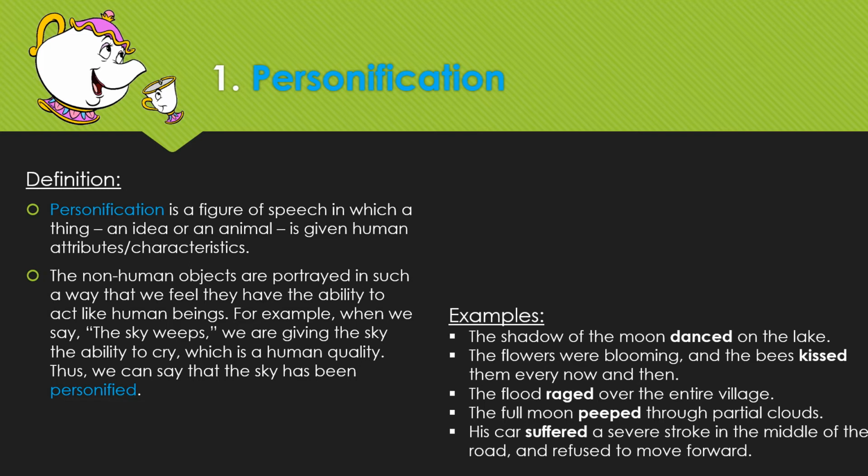So all of these verbs and actions that you can see are human qualifications and attributes that cannot be used for objects and animals. But if we wish to personify them to make the sentence more beautiful, we use them with objects and animals.